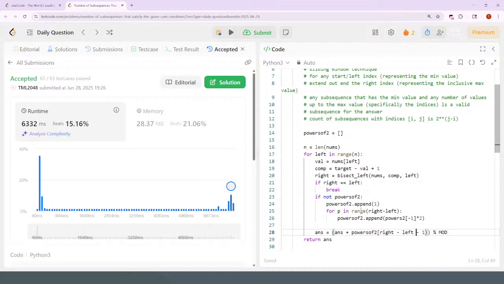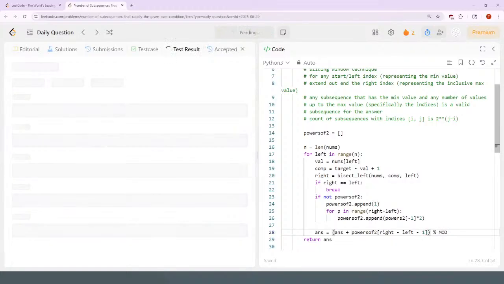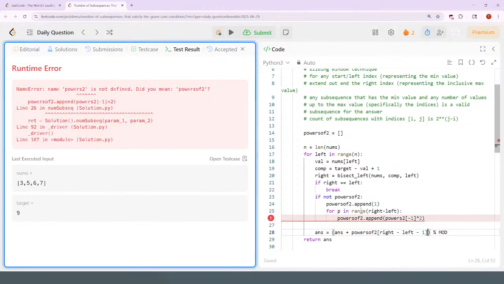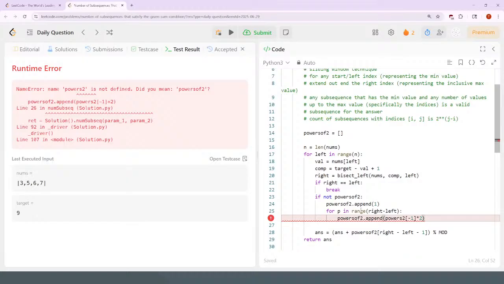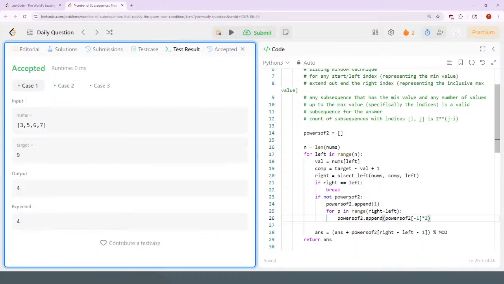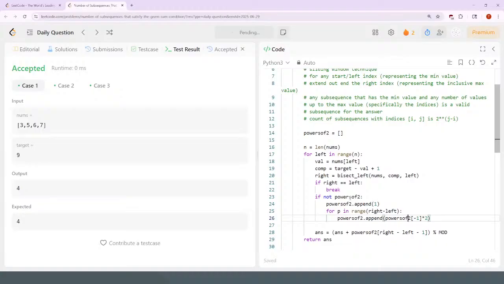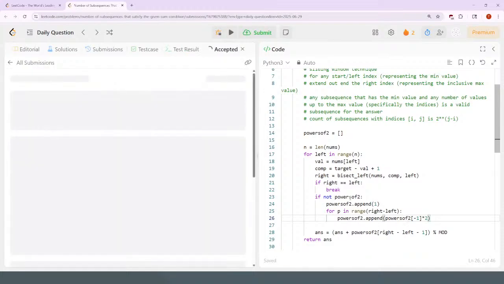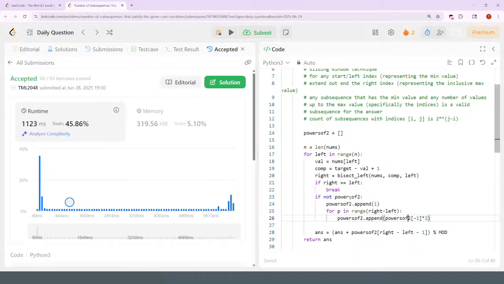So I append 1, right minus left could be, okay, I think this is fine. Powers of 2 append, powers of 2, powers of 2. Okay, see if having some pre-calculated powers changed anything. Okay, so it did change some things.